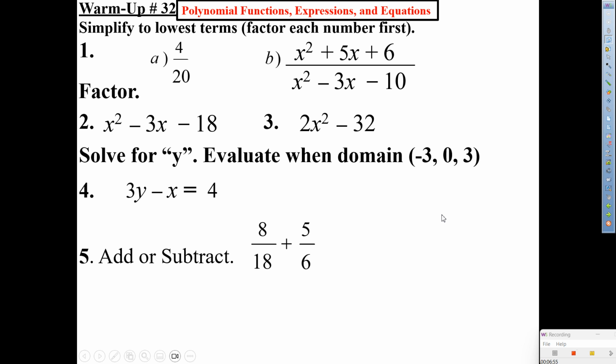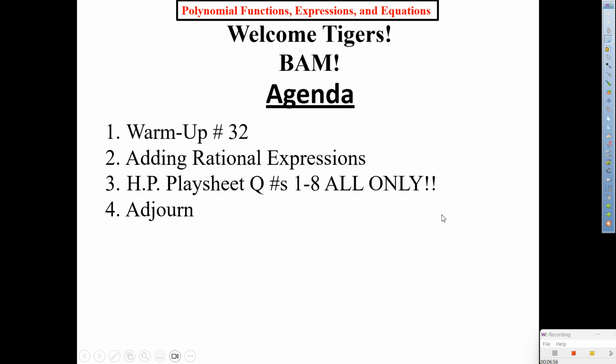Copy the agenda, please. Warm-up number 32, adding rational expressions. And tonight's homeplay sheet Q, numbers 1 through 8, all only. Now, today we are moving on. We are starting our second semester stuff.